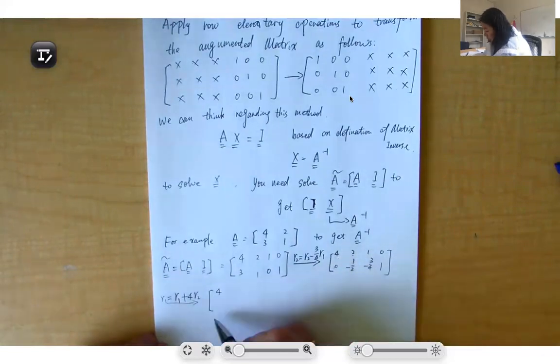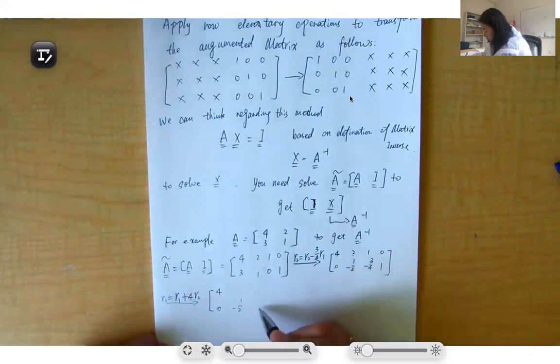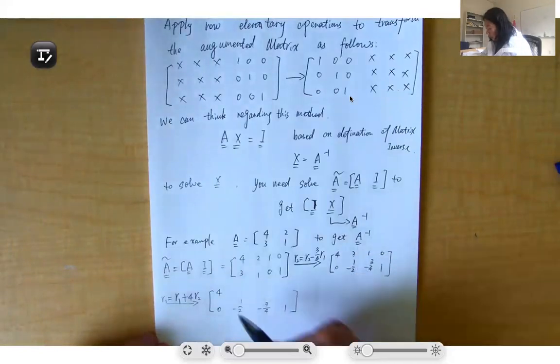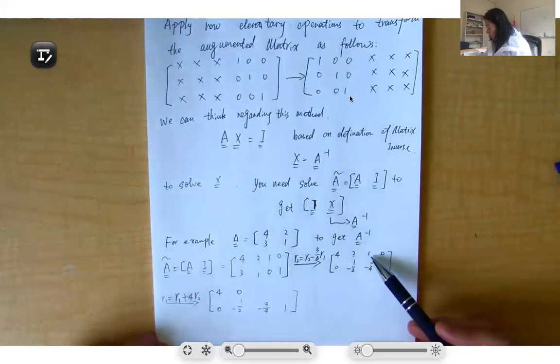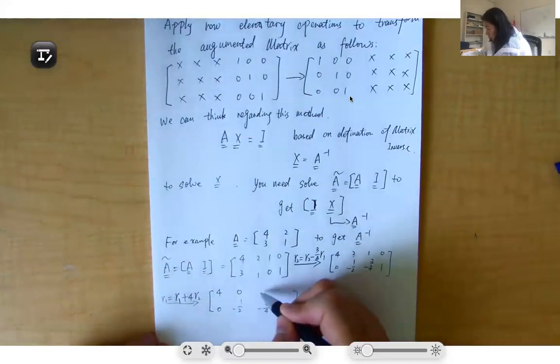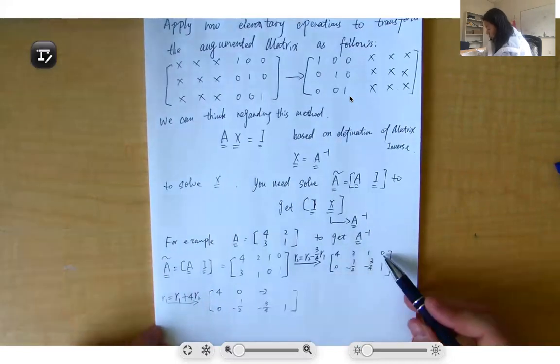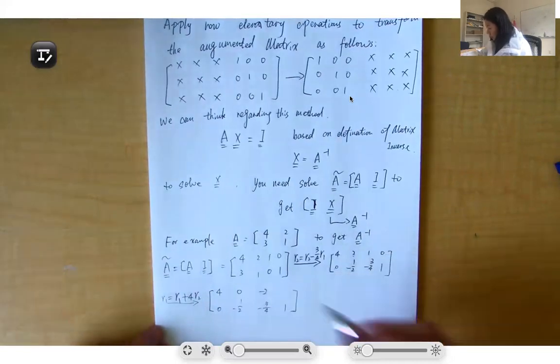The second row is now changing, so we can write the second row first. Then this number is 2 plus 4 times negative half, which will be 0. This one will be negative half, negative 2, and this one will be 4.